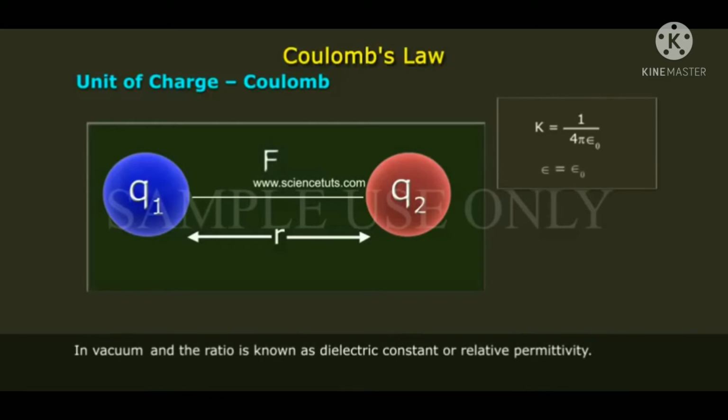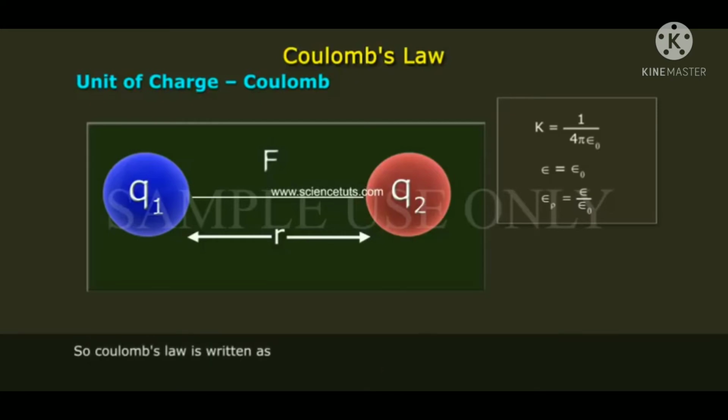In vacuum, epsilon is equal to epsilon naught, and the ratio epsilon r is equal to epsilon by epsilon naught, known as the dielectric constant or relative permittivity. So Coulomb's law is written as F is equal to 1 by 4 pi epsilon naught Q1 Q2 by r square.